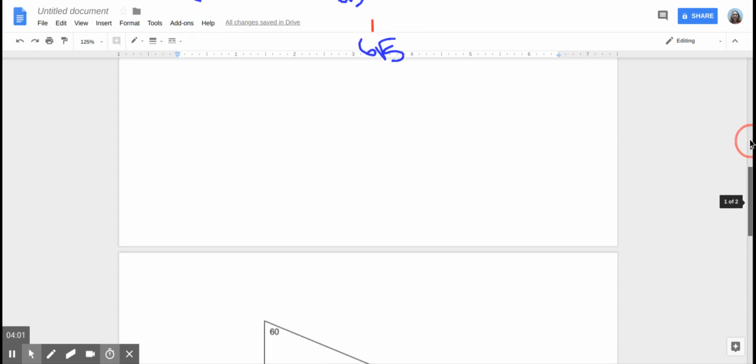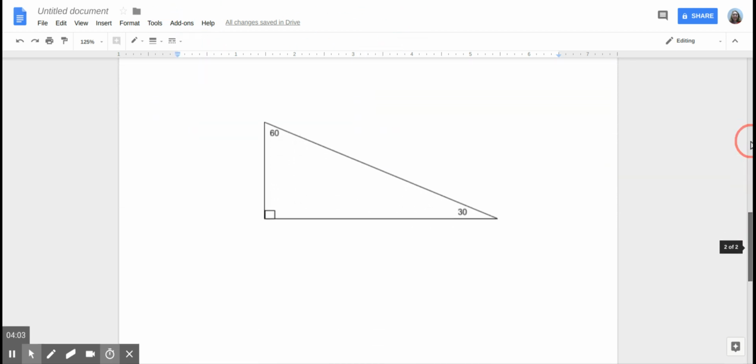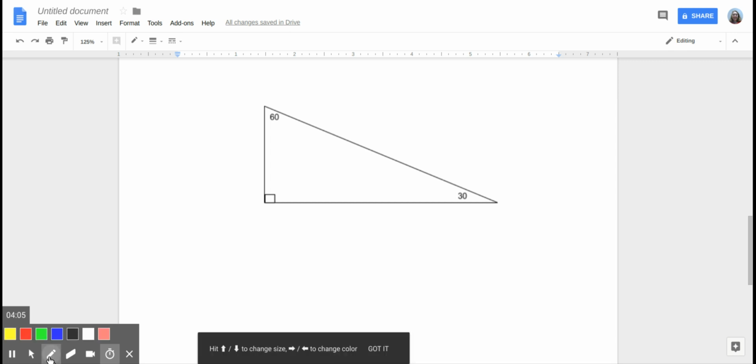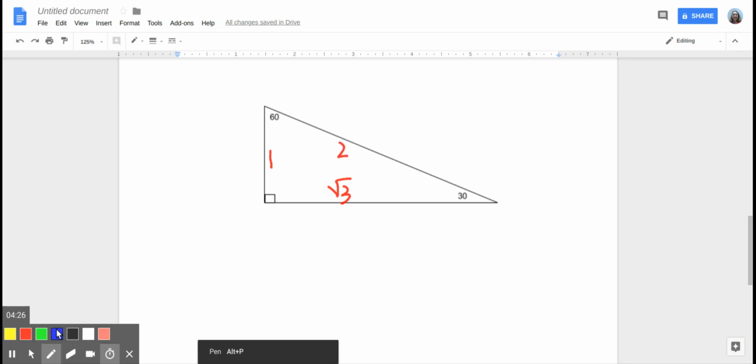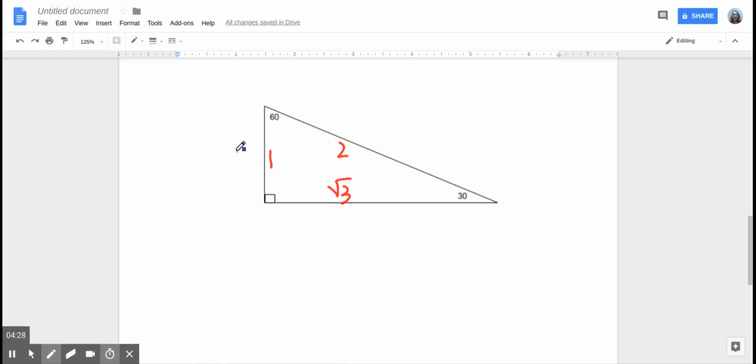Now let's take a look at the other type, a 30, 60, 90. The ratios for a 30, 60, 90 are different. Across from the 30-degree angle would be 1. Across from the 60-degree angle is the square root of 3. And across from the 90, the hypotenuse gets a 2. So let's say the hypotenuse is 14.